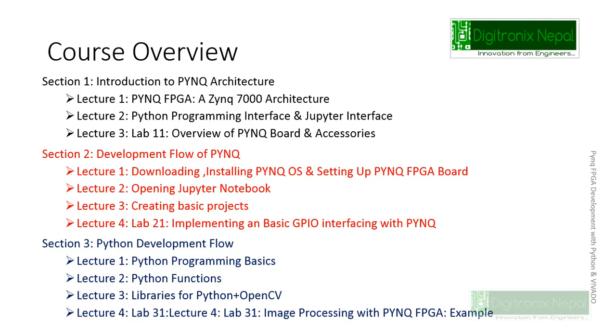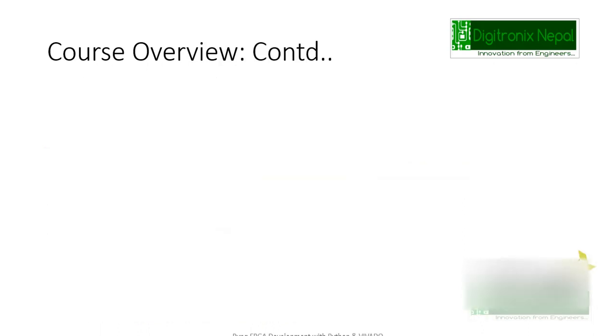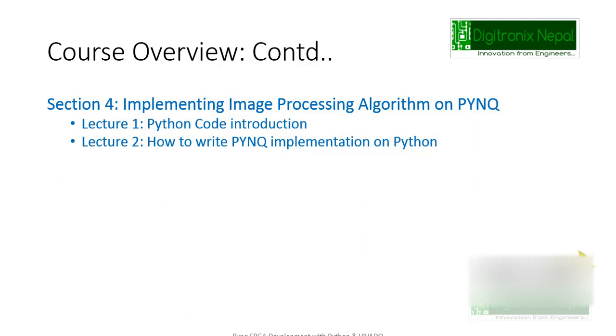Section 3 is Python development flow. In this Python development flow, we will have Python programming basics, Python functions, libraries, and we will have a little bit deeper understanding about OpenCV libraries, and we will also have a lab session using OpenCV libraries. Section 4 is implementing image processing algorithm on PYNQ. We will implement OpenCV cv2 library package in Python for image processing algorithm with PYNQ.